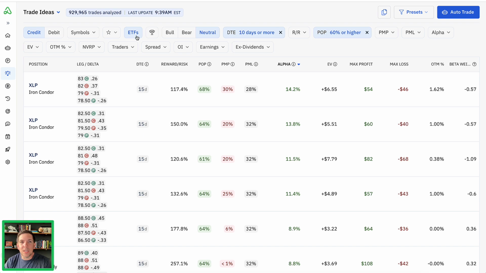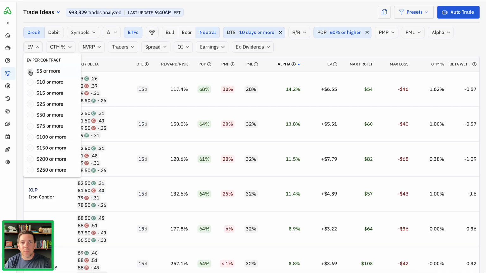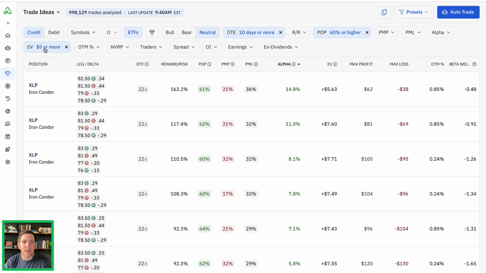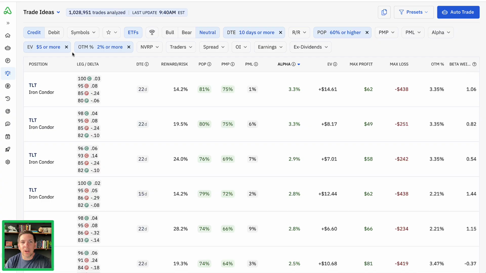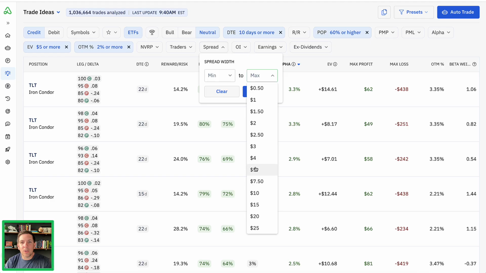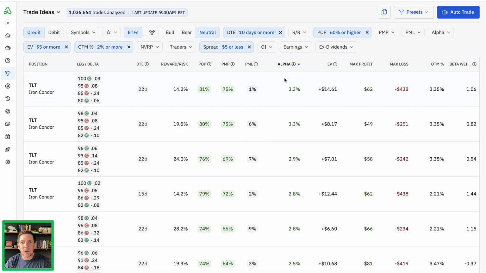So we'll still use ETFs. We'll try to find some neutral strategies like iron condors. We'll go 10 days out, 60% probability of profit or higher. We'll set the expected value per contract of $5 or more. Let's make sure that we're at least 2% out of the money on either end for our positions. And we'll go with spreads that are no more than $5 wide. So we don't want anything super, super wide for a spread.